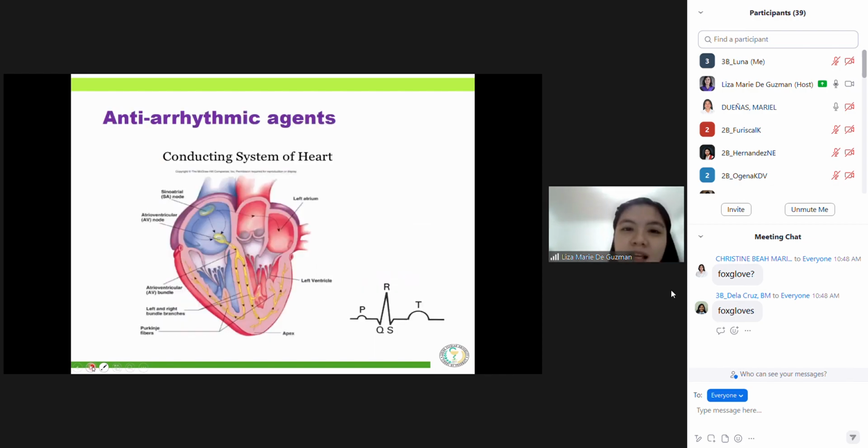Next would be anti-arrhythmic agents. So before I discuss the toxicities of anti-arrhythmic agents, let us review the conducting system of the heart. Because remember, electrical impulses are the ones responsible for heart contraction.